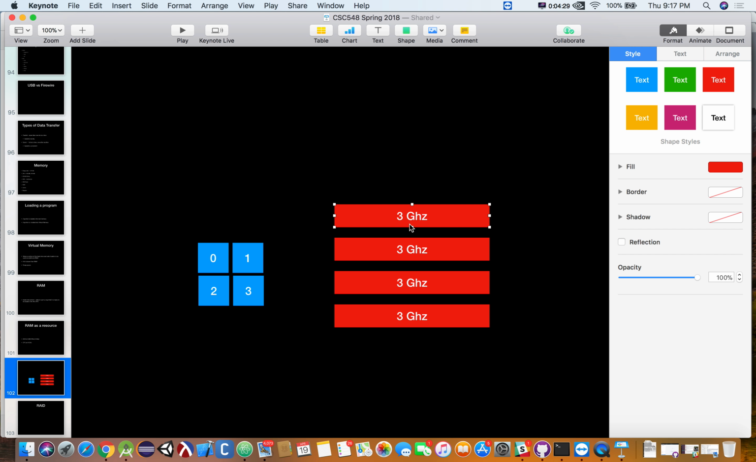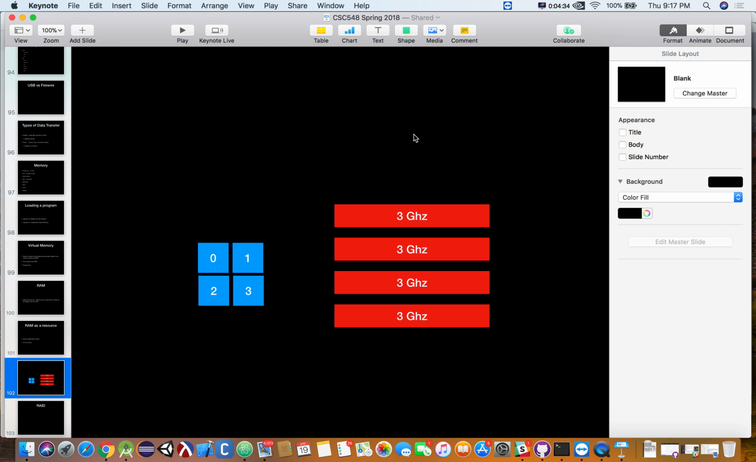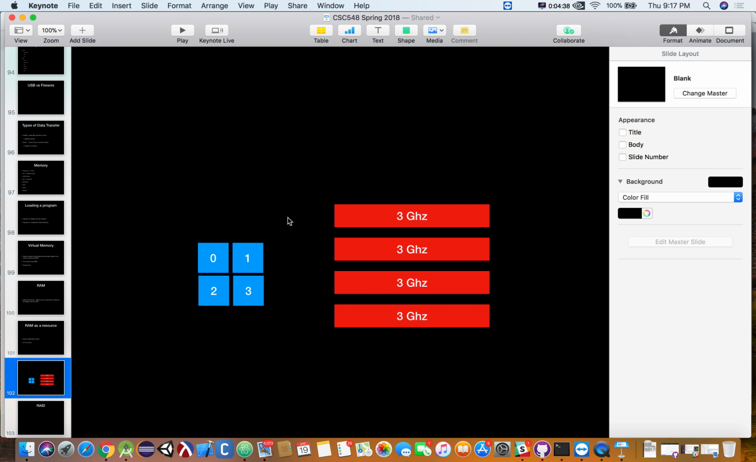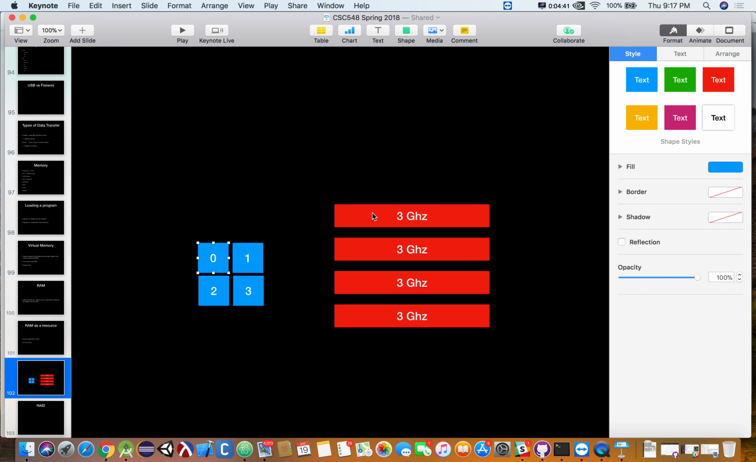So now I have 16 gigs, 16 gigs, 16 gigs, 16 gigs, each at 3 gigahertz. And we're going to say each of these cores is at 3 gigahertz. Each core is hard-coded into one of these sticks.